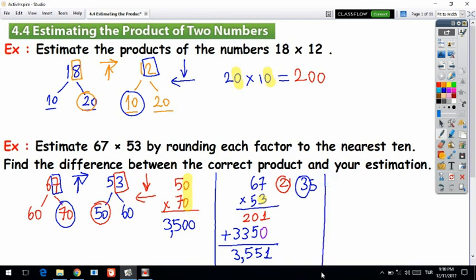Now let's talk about the difference. It means you subtract. Before you subtract, you have to write the bigger number first. Between 3,500 and 3,551, let's write the bigger number, 3,551. Let's write the other number, 3,500.